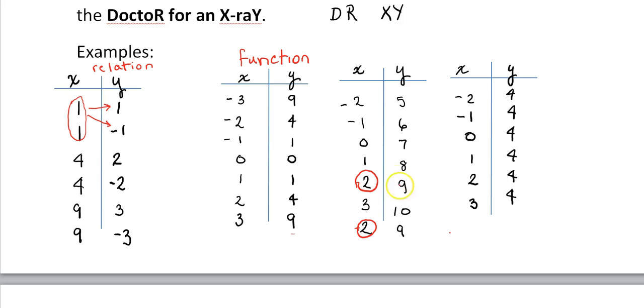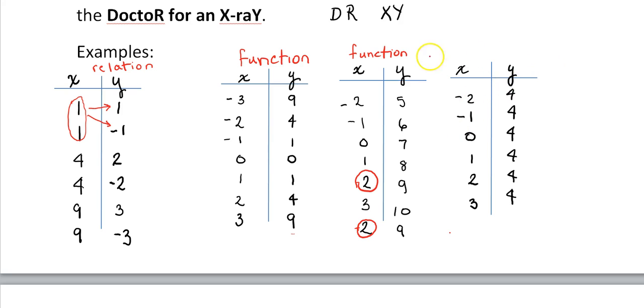So just because it shows up in the list twice, if it has the same value, it is not indicative of a relation or just a relation. This is actually going to be a function, right? Because I have exactly the same answer for each input, right? So I have this 2 and this 2 have exactly the same answer, so it's really just one answer.